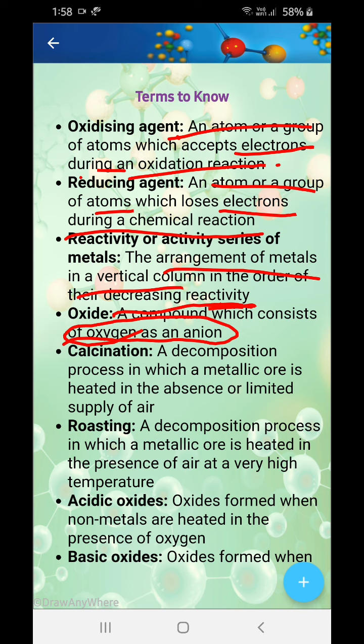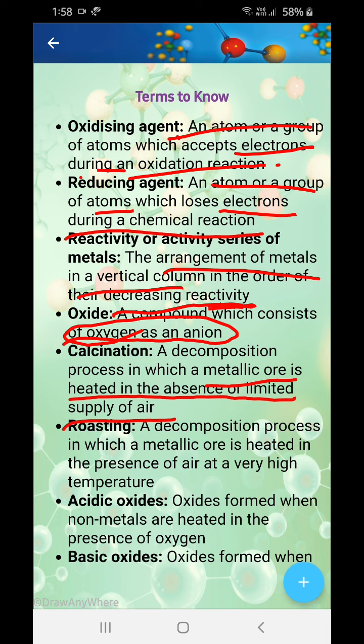Now what is calcination? The decomposition process in which the metallic ore is heated in the absence or limited supply of air. Decomposition process in which metallic ore is heated in the absence of oxygen or air is called calcination. Now what is roasting? The decomposition process in which a metallic ore is heated in the presence of air, in the presence of oxygen, at a very high temperature.